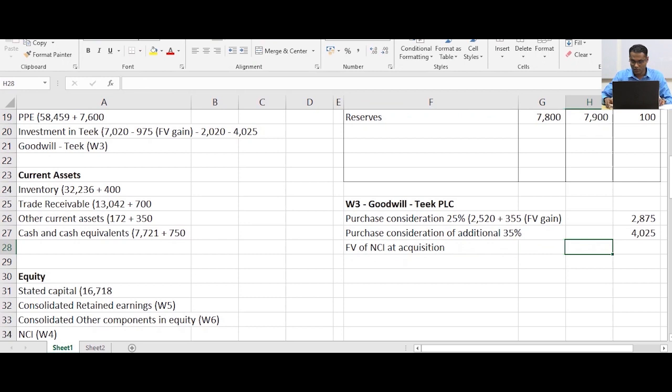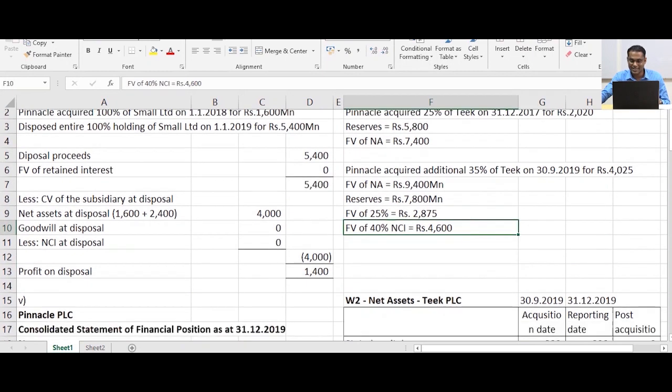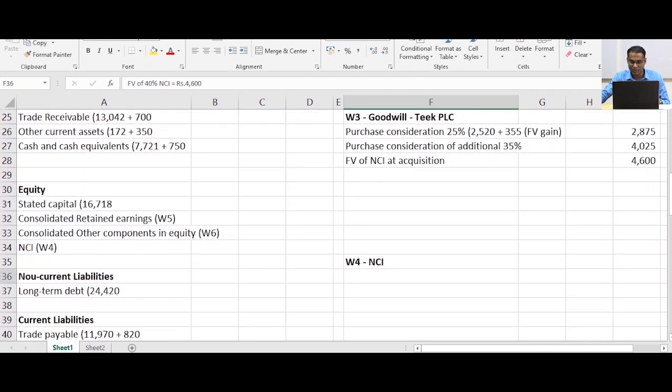How much? 4,600. Debit to the goodwill calculation, and this is the opening value of my NCI working. NCI working is working number 4. So I would say fair value of NCI at acquisition, 4,600. Debit to the goodwill, credit to the NCI.